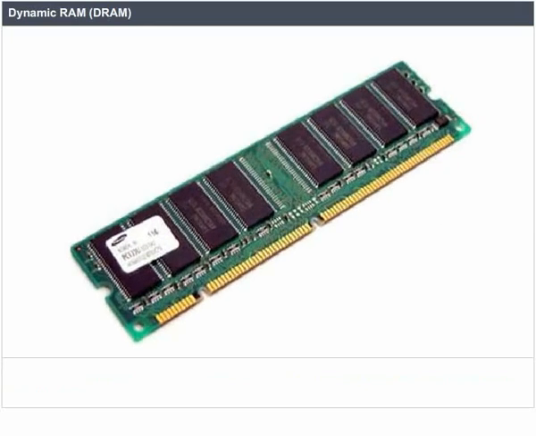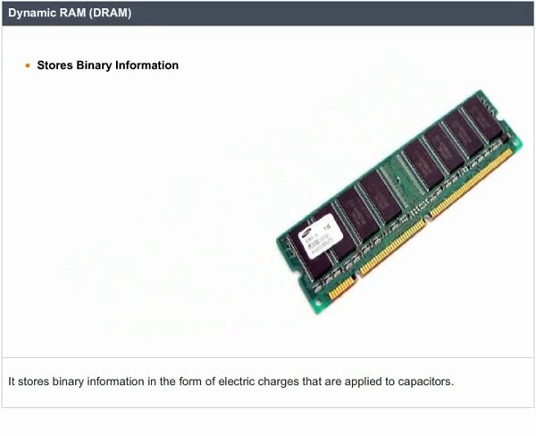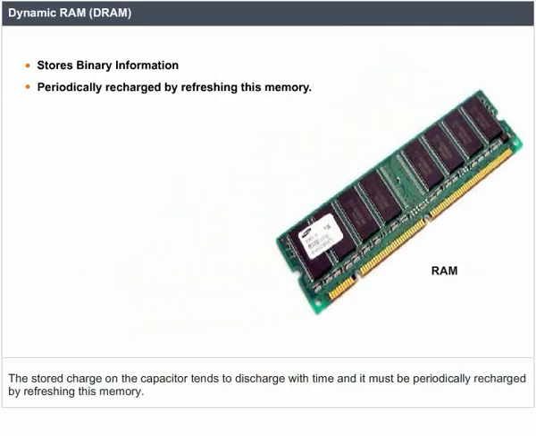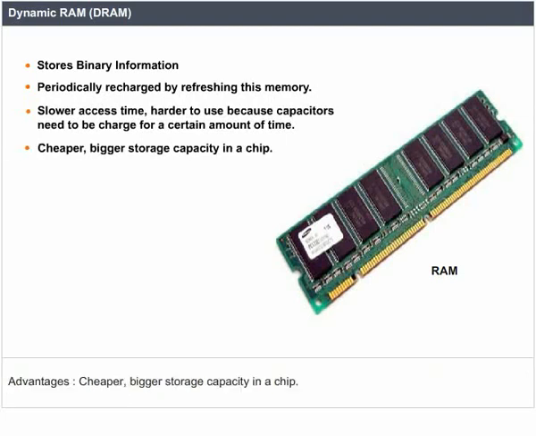Dynamic RAM, DRAM. It stores binary information in the form of electric charges that are applied to capacitors. The stored charge on the capacitor tends to discharge with time, and it must be periodically recharged by refreshing this memory. Disadvantages: slower access time, harder to use because capacitors need to be charged for a certain amount of time. Advantages: cheaper and bigger storage capacity in a chip.